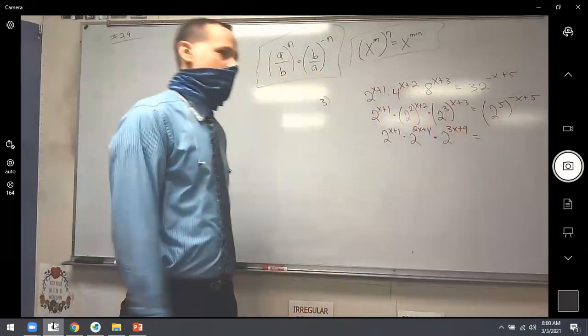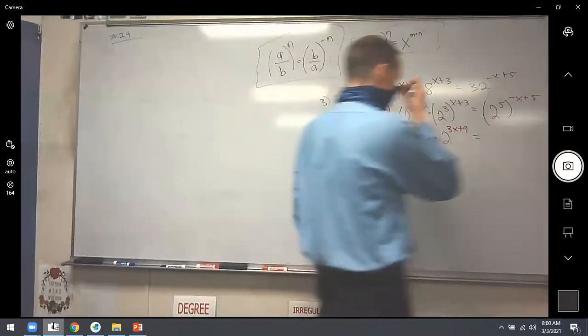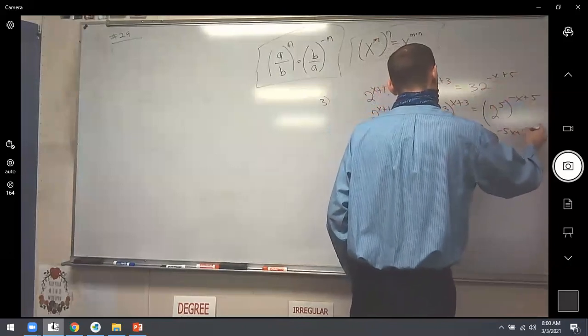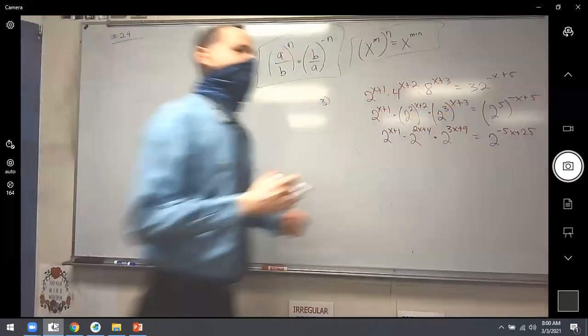And then same deal on the right. Power to a power, you multiply your exponents. 5 times all of negative x minus 5 is negative 5x plus 25. So we got all this.